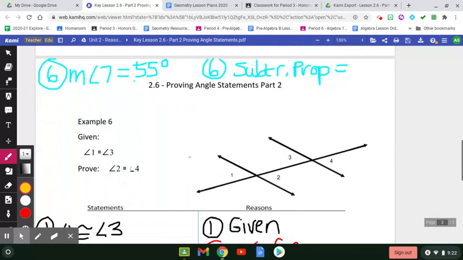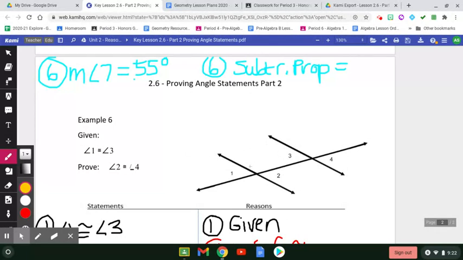For our next proof, they're giving us this picture, and we're given that angle 1 is congruent to angle 3. So I'm going to mark that off, and I'm going to use these arc marks to show that. So angle 1 is congruent to angle 3. I'm trying to prove that the angles across from it, angle 2 and angle 4, are congruent to one another. Now, it kind of looks like they should be, right?